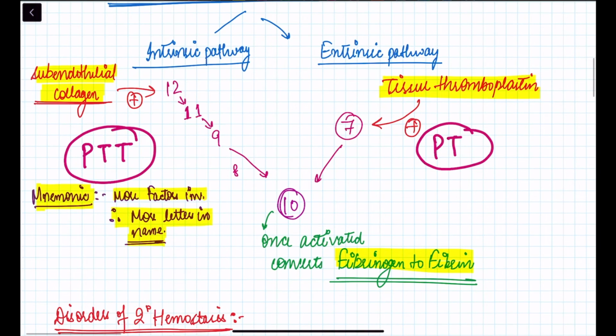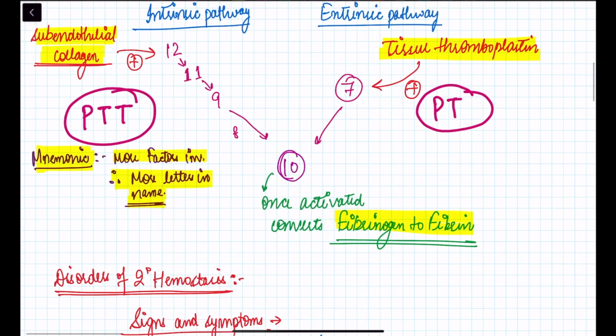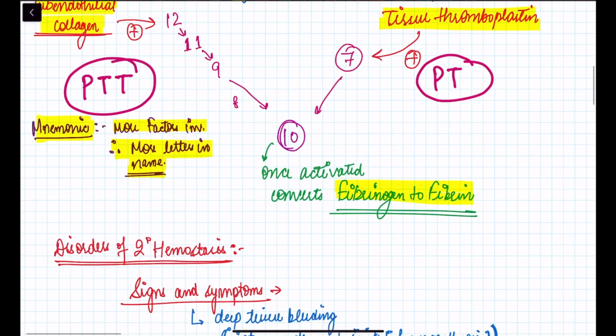In the extrinsic pathway, you see there are only two factors involved. So the measurement index that we have also contains two letters, PT, and on the intrinsic pathway we have more factors involved, and therefore we have more letters in the name, PTT. And heparin works on the intrinsic pathway, inhibiting these factors and the common factors, and warfarin inhibits the extrinsic pathway and the common pathway.